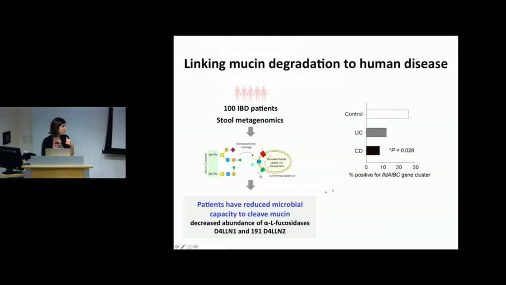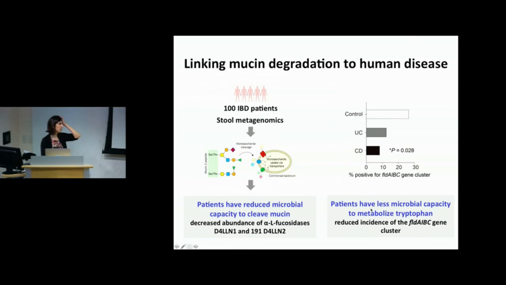We also looked for the FLD gene cluster, which is the one responsible for producing the indole acrylic acid that I was talking about, and we saw that patients had less capacity to metabolize tryptophan into these molecules. There were fewer samples that were positive for this gene cluster in the individuals with ulcerative colitis or Crohn's disease.